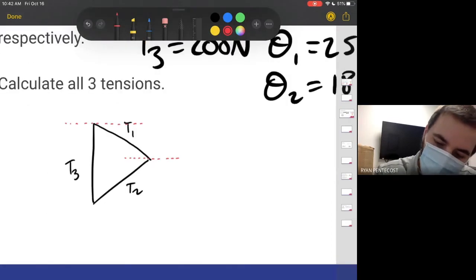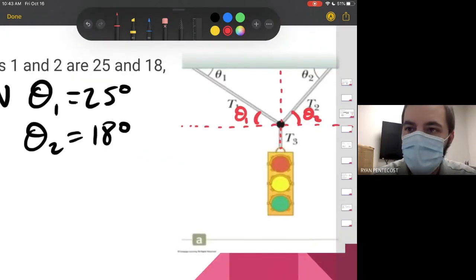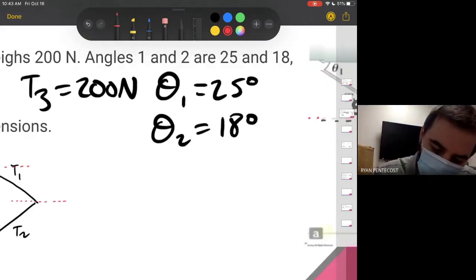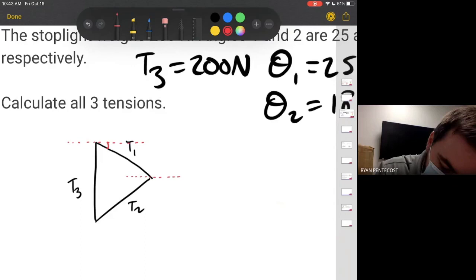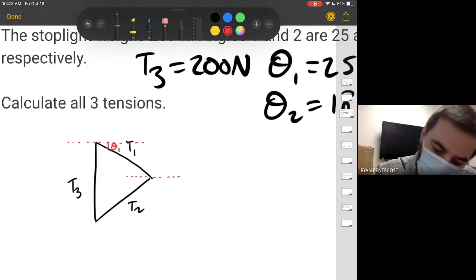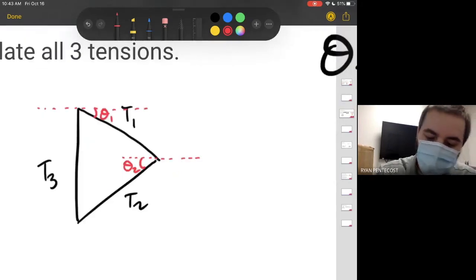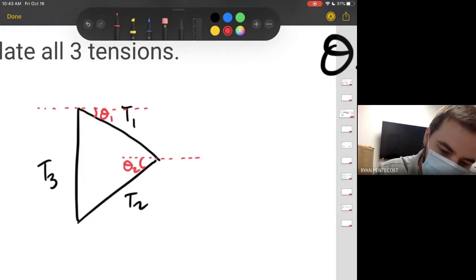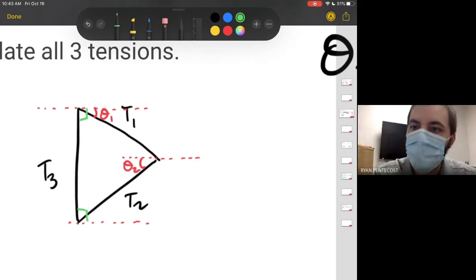If we look over here at our diagram, the thetas are given at the top of the angle. So if this were tension 1, this would be angle theta 1, and this would be angle theta 2. What can we do to get all of the angles in this triangle? Up top here, this makes a 90-degree angle, and this here also makes 90 degrees, so we can use the 90 minus theta method.